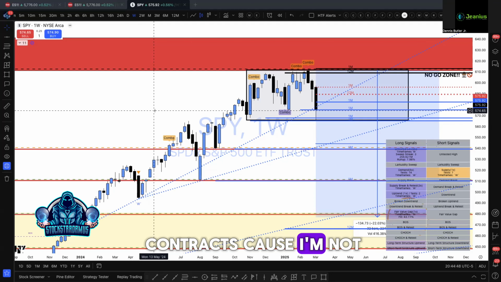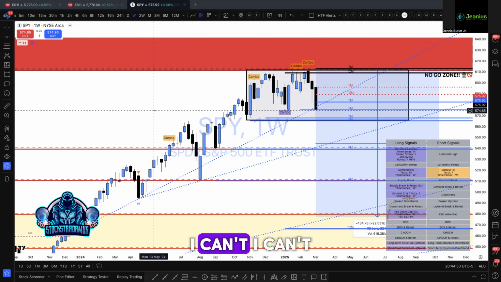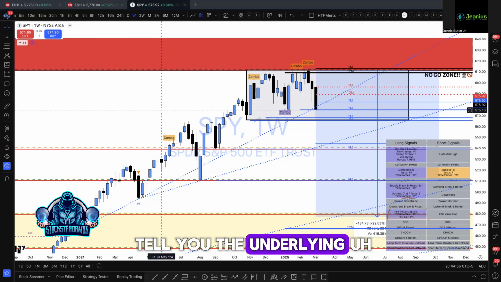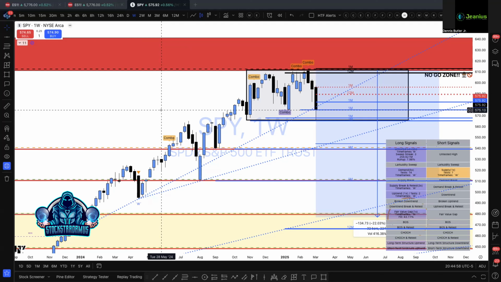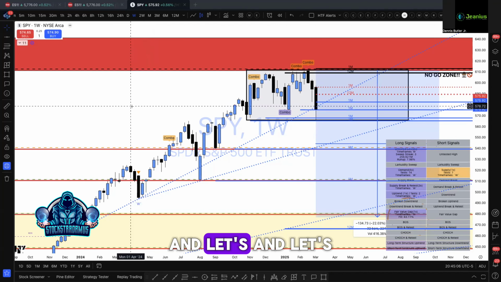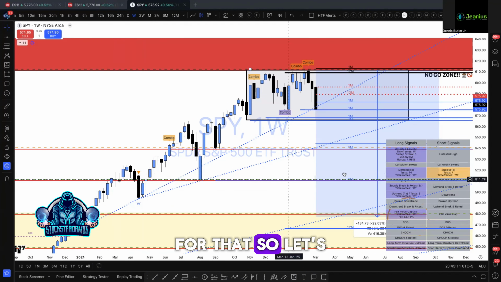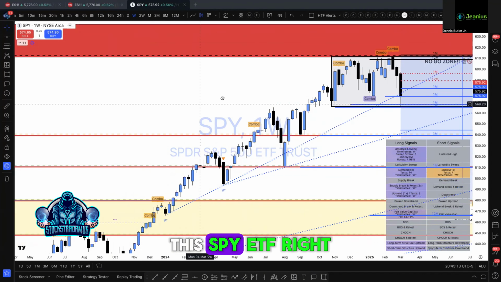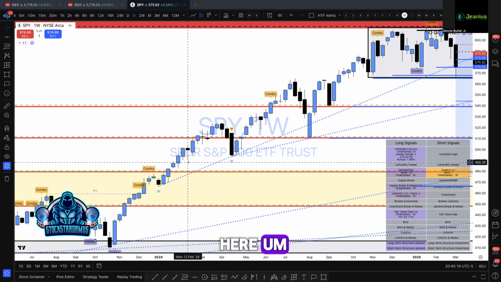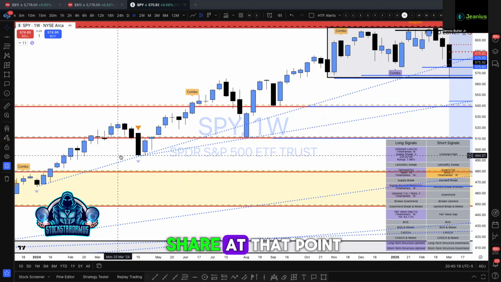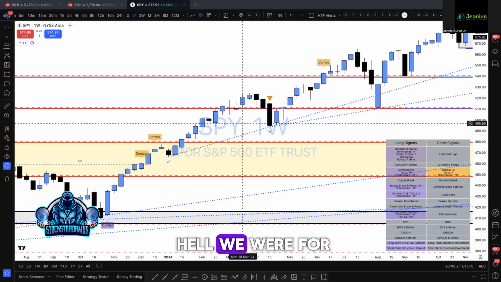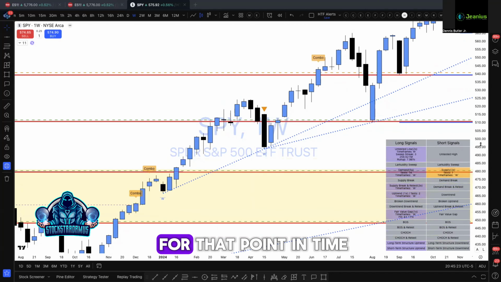I don't want to use contracts because I'm not as well versed in futures just yet. Even though I trade them, I can't tell you the underlying information on the futures contracts. So let's just do shares themselves, and let's use a time and sales chart for that. So let's say this SPY ETF right here. Let's say one share for that point in time.